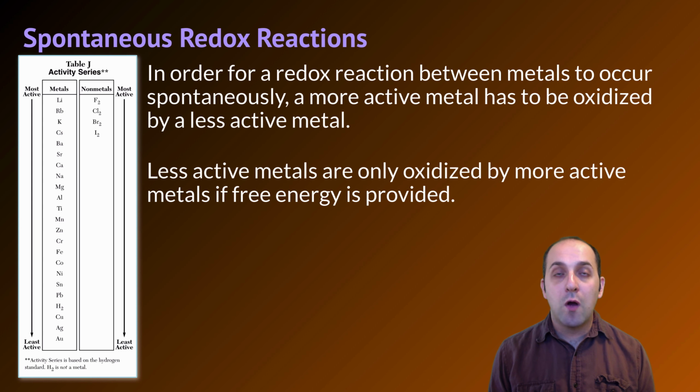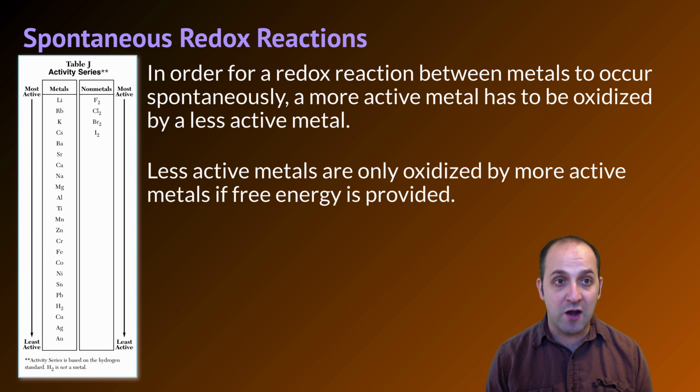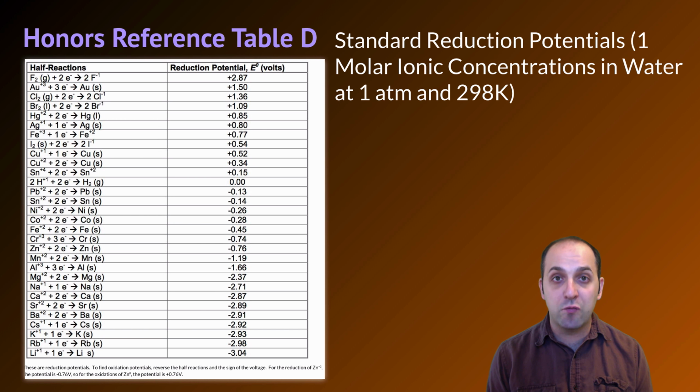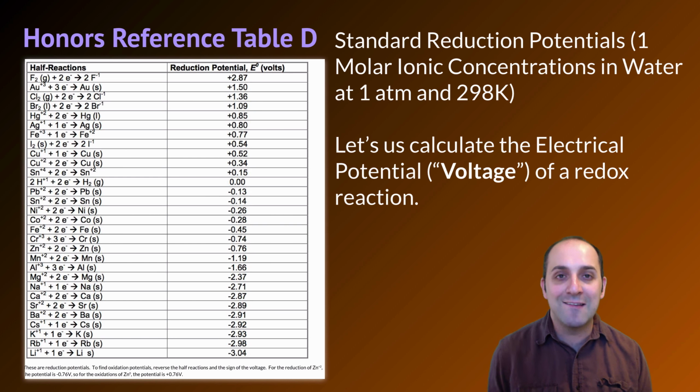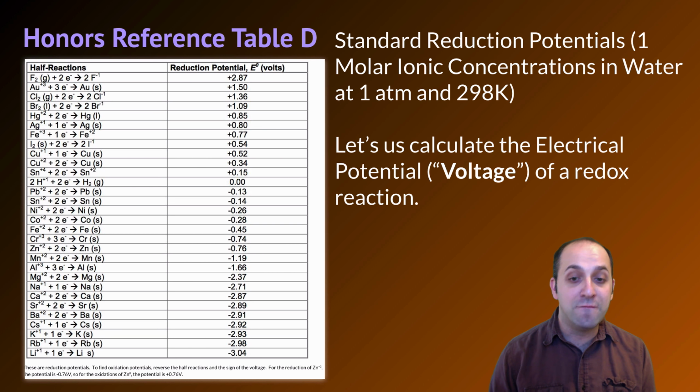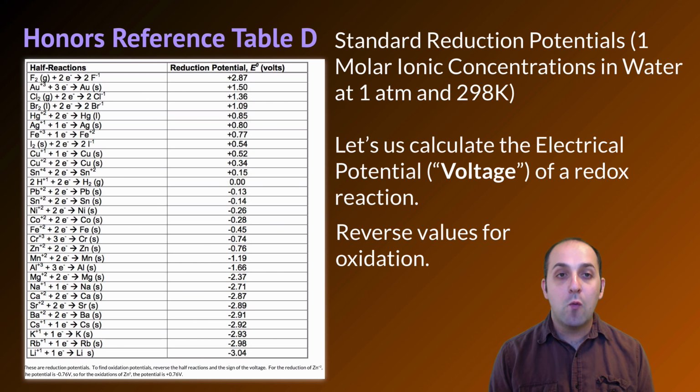But it being honors, we can go in and actually calculate the voltage that's produced when two different metals react in a redox reaction. For that, we're going to use honors reference table D, which is standard reduction potentials in 1 molar concentrations in water at 1 atmosphere and 298 degrees Kelvin. What you see here are different half reactions and the reduction potential that's produced. This lets us calculate the electrical potential or the voltage of a redox reaction. We can also use this table and reverse the values in order to get the voltages for oxidations.